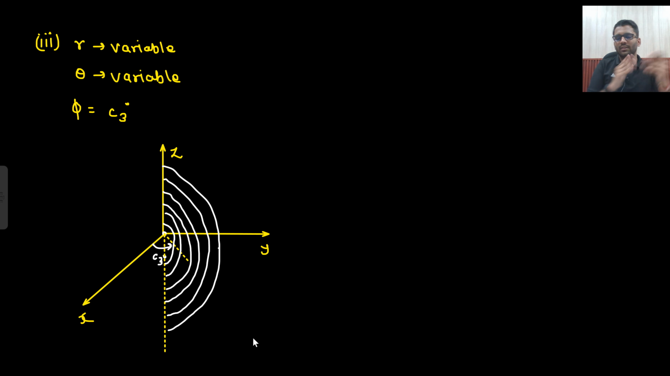Okay, this doesn't feel like a correct diagram because the angle phi I need to show fixed. So this doesn't seem like a correct diagram. Let me make it correct. Okay, it is fine only.